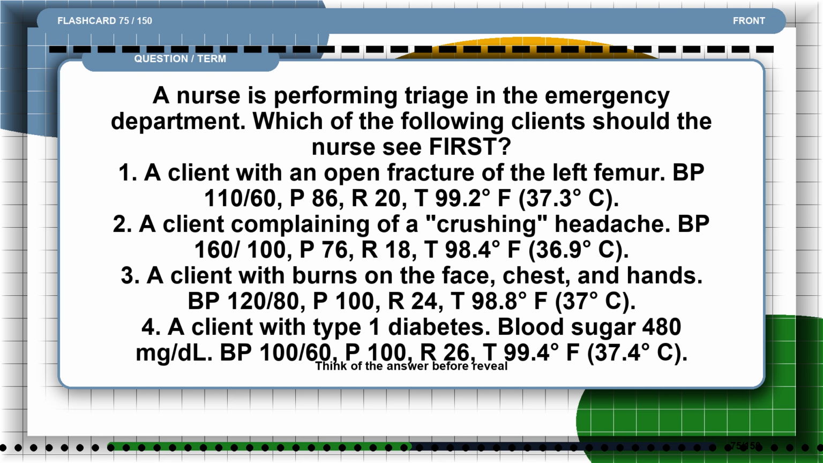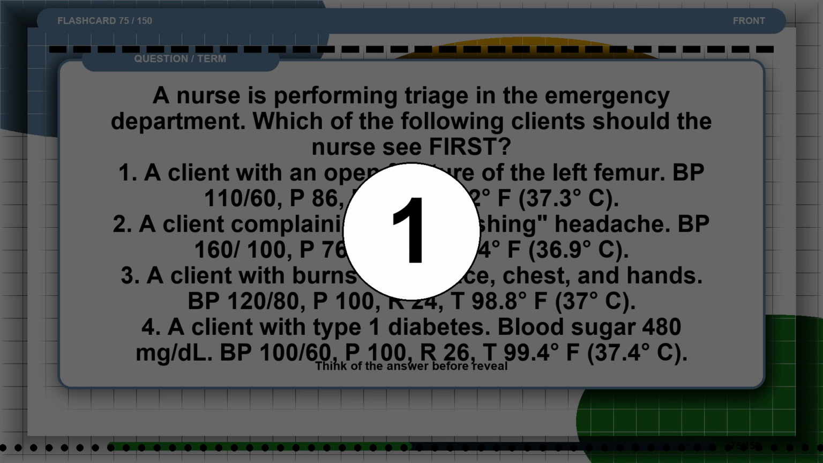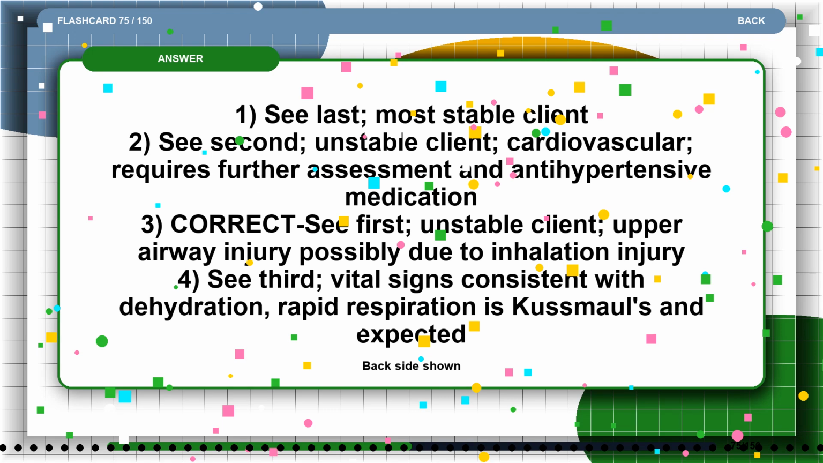Think of the answer before the reveal. The answer is 1, C last. Most stable client. 2, C second. Unstable client. Cardiovascular. Requires further assessment and antihypertensive medication. 3. Correct. C first. Unstable client. Upper airway injury possibly due to inhalation injury. 4. C third. Vital signs consistent with dehydration. Rapid respiration as Kussmaul's is expected.